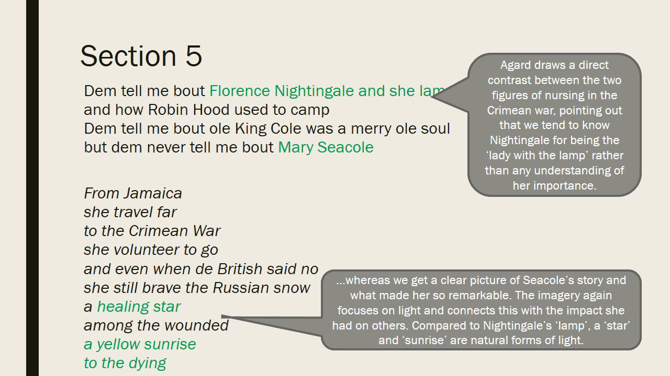Meanwhile, when we go into Mary Seacole, we do get this clear picture of her story. We get again the same ideas of the focus on light. She's a yellow sunrise to the dying, and also star. And the interesting thing of the star and the sunrise contrasting with the lamp, the nightingale, as though she brings natural light as opposed to artificial.